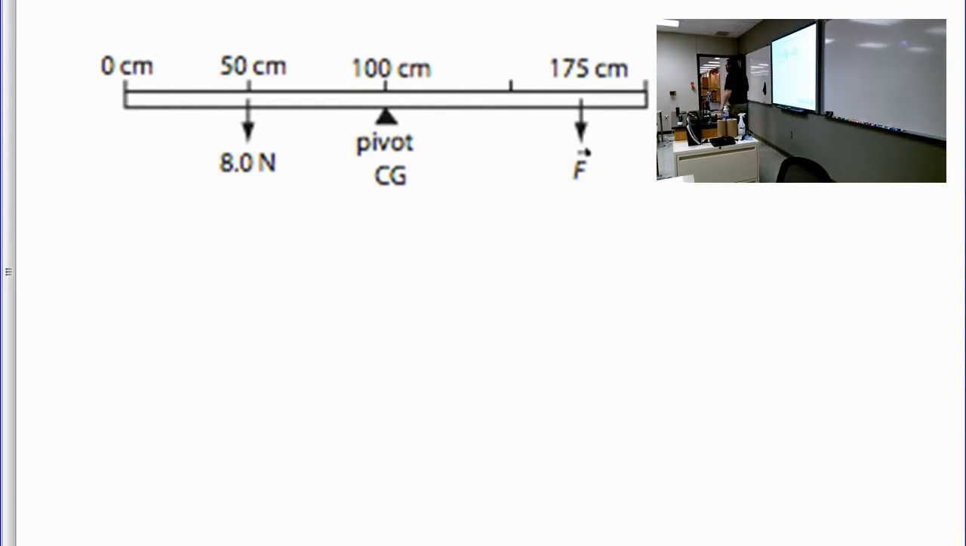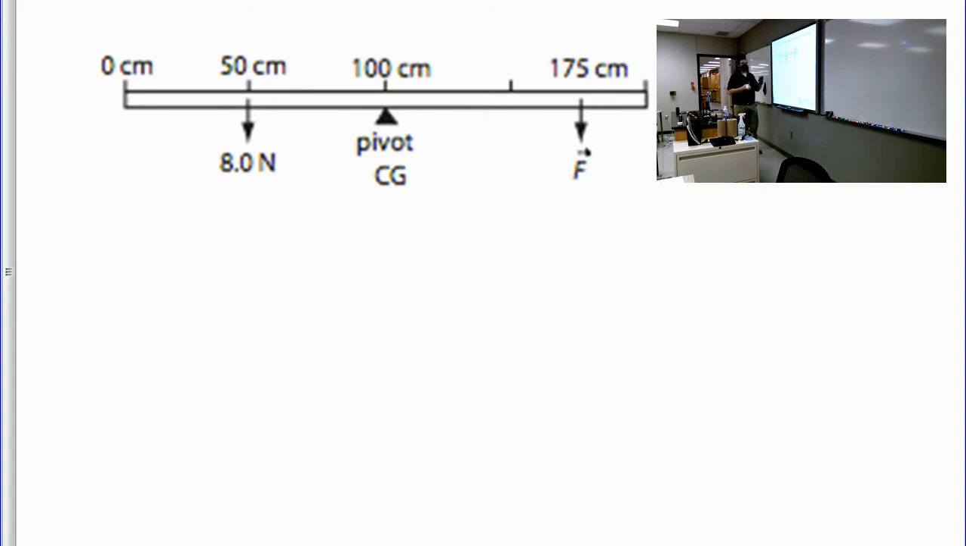Let's look at 2 more problems. Again, this one I've kind of already set up in a way. It's just a diagram. I've given you all the given information, and I already have a diagram of where the forces are and so forth. So we just need to figure out which ones are causing clockwise rotation, which ones are causing counterclockwise rotation, and then solve for the missing unknown value.